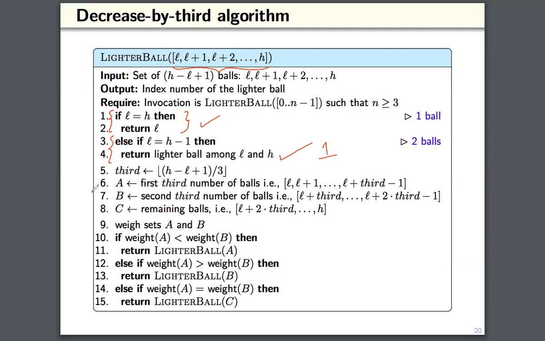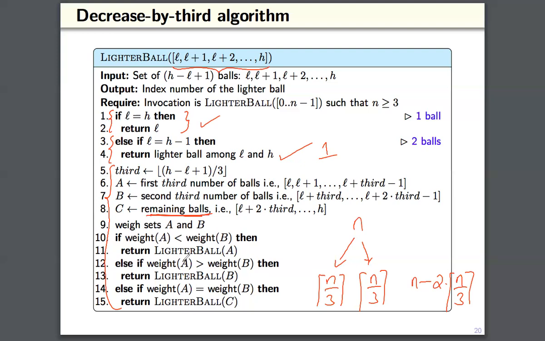Okay, so if the number of balls is greater than or equal to 3, what do you do? Split n into n by 3, n by 3 and n minus 2 times n by 3. First third, second third, and the remaining balls. And the maximum of this is at most 1/3 of the balls. Again, repeat this process. These lines are exactly the same as before. There is absolutely no change.